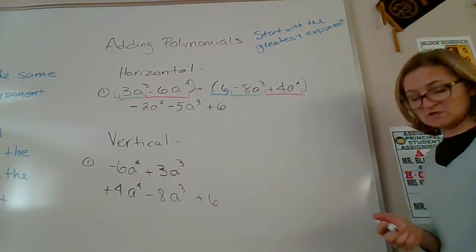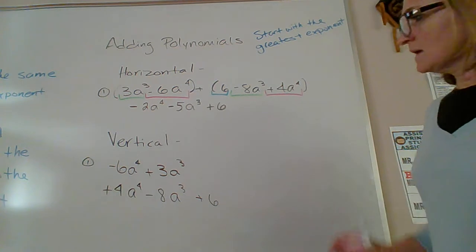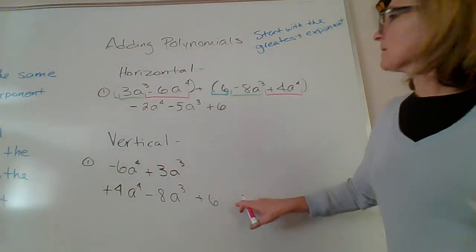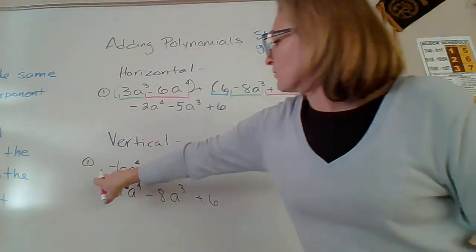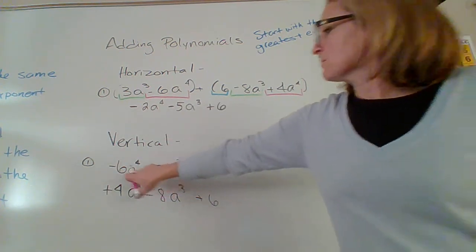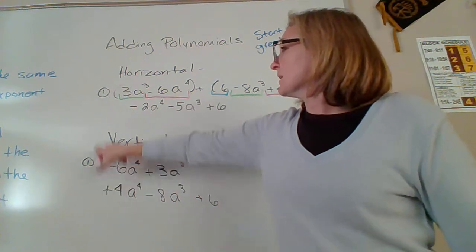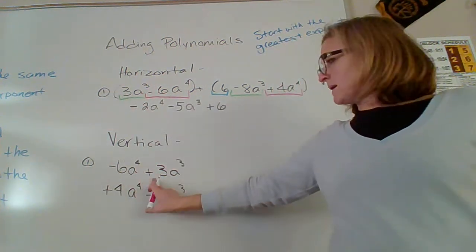If you decide you want to try the vertical method, then we line up our polynomials. As I was lining these up, I was looking for the highest power in the first polynomial. I wrote that first, followed by the next highest power, which I wrote second. Remember to include signs. If you've got a negative in front of the term, keep it with the term. If there's no sign in front of that term, it is positive.